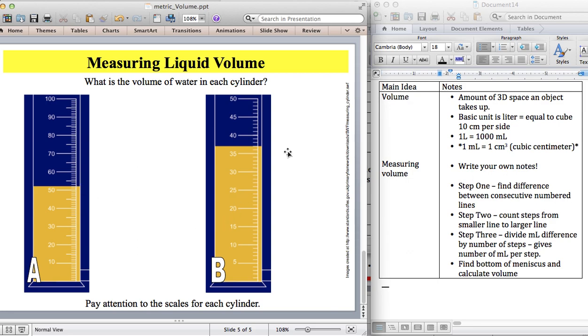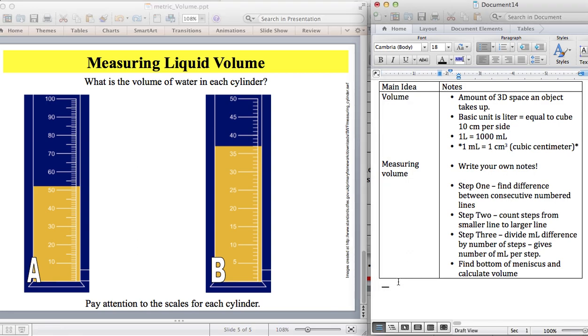Let's take a look at B. Again, 2 consecutive numbered lines. All right, 35 and 40. The difference is 5. Number of steps: 1, 2, 3, 4, 5 steps. 5 divided by 5 again is 1. Again, these are nice easy numbers, right? I'm not getting 0.6. Each step is worth 1. So that means 35, 36, 37 milliliters for example B.